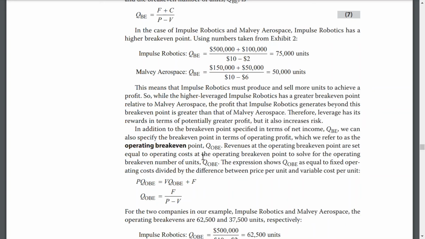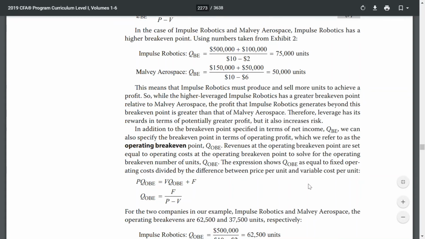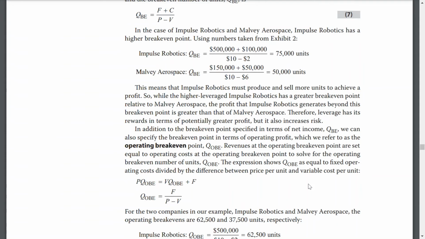So the higher leveraged Impulse Robotics has a greater break-even point relative to Marvell Aerospace, but the profit that Impulse Robotics generates beyond the break-even point is greater than that of Marvell Aerospace. Therefore, leverage has its rewards in terms of potentially greater profits, but it also increases risk.